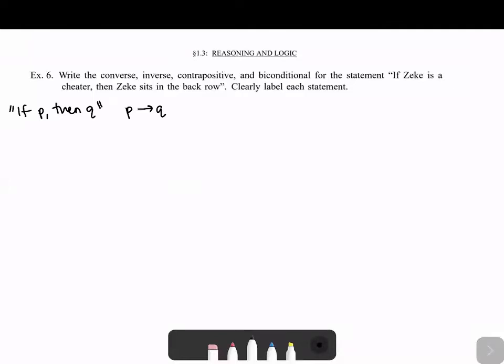So let's look at this statement. If Zeke is a cheater, that's going to be our P, then we know that Zeke sits in the back row. That's going to be Q. So the normal form is P implies Q. Now let's go through these other forms.